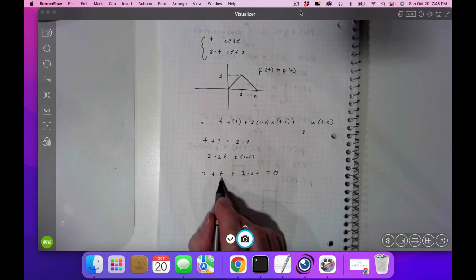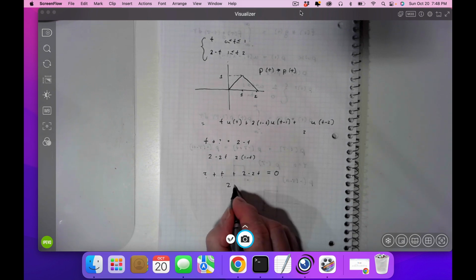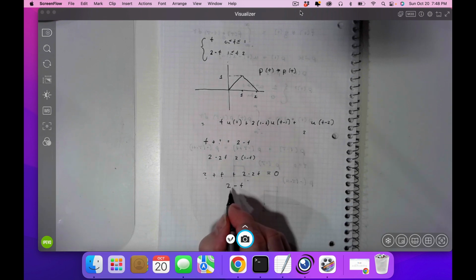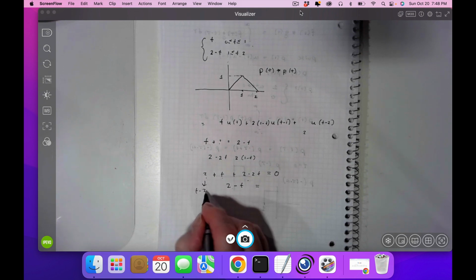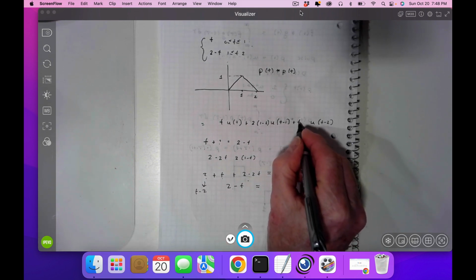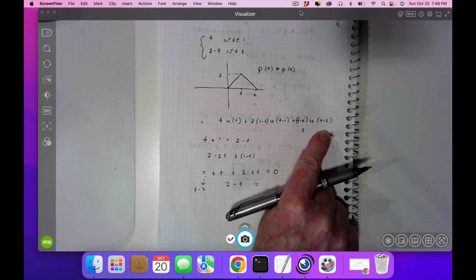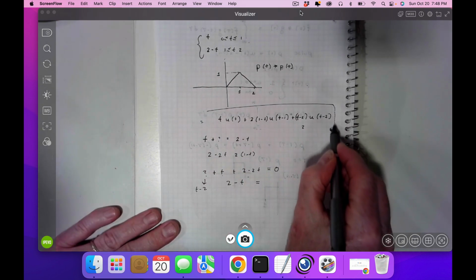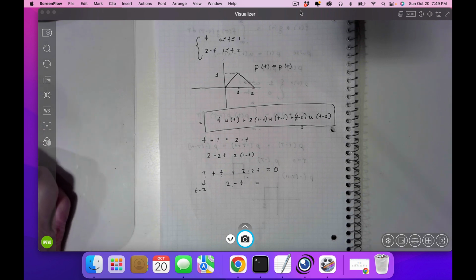Let's see. I've got t plus 2 minus 2t, so it's going to be 2 minus t. Now what do I add to that to make it equal to 0? t minus 2. So plus t minus 2. That is the description of our triangle right there. That's the description of our triangle using unit step functions. So that's the conclusion. We showed that when convolving functions that have a piecewise definition, you generally have to draw pictures. Thank you.